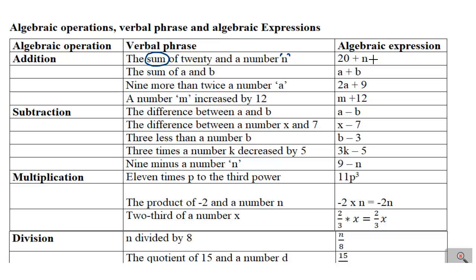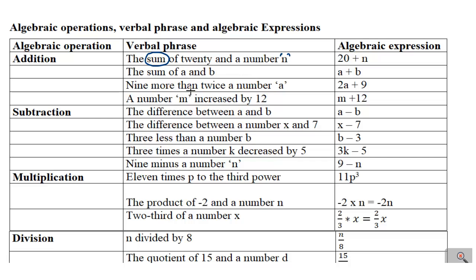Because n is a variable, we can't write the result, so we have to present it as 20 plus n. Assuming we know the variable n, maybe it's 2, the result we are going to be having here will be 22. But this is an algebraic expression, that's why we don't have equality sign there. Then if you have the sum of a and b, that would be a plus b.